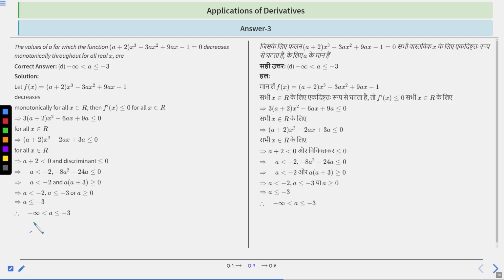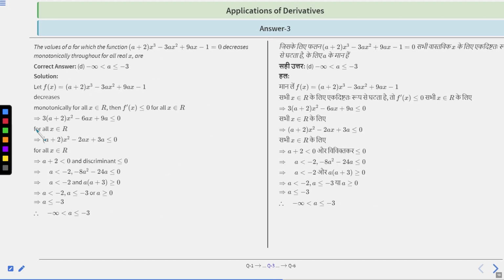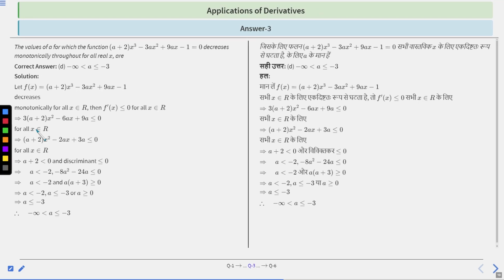Therefore, a belongs to minus infinity to minus 3, right? A belongs to minus infinity to minus 3. After solving, you will get the interval of a as less than or equal to minus 3, right? So I think option D is the right choice. A is less than or equal to minus 3 and greater than minus infinity. Got it? So option D is the right choice.